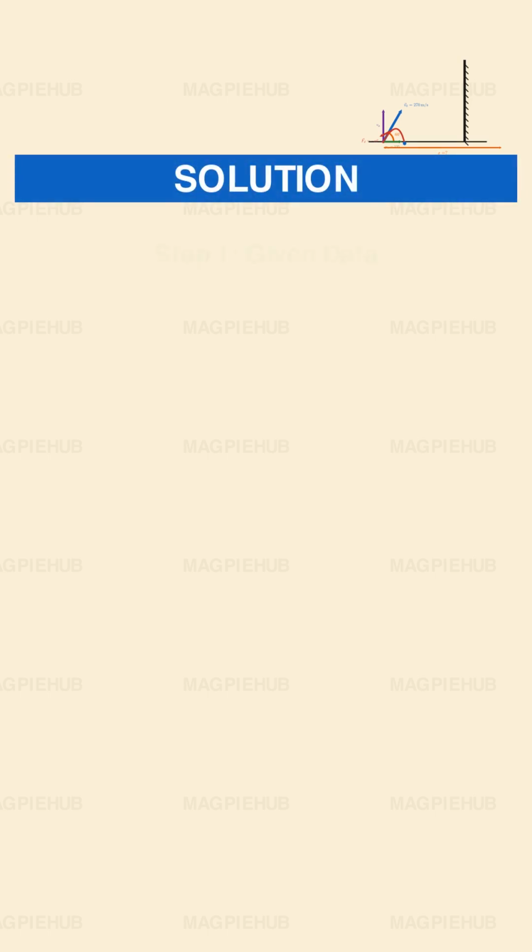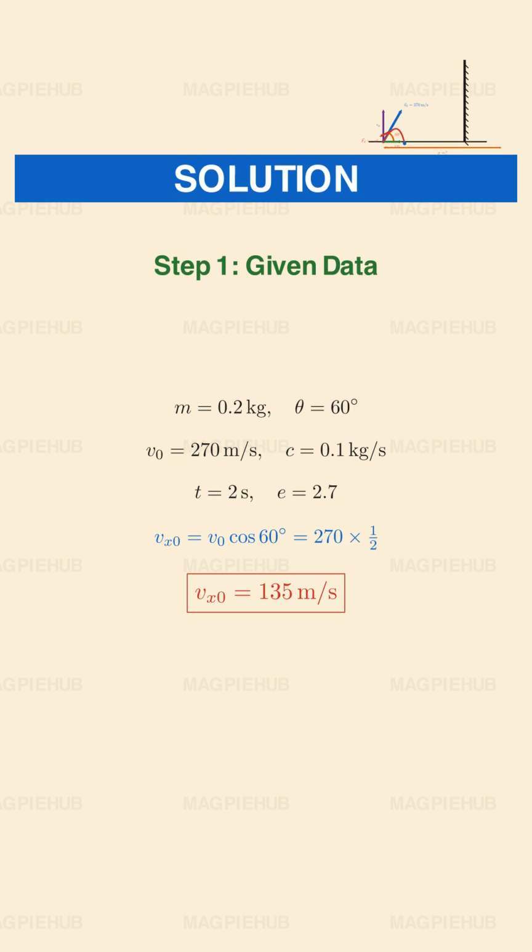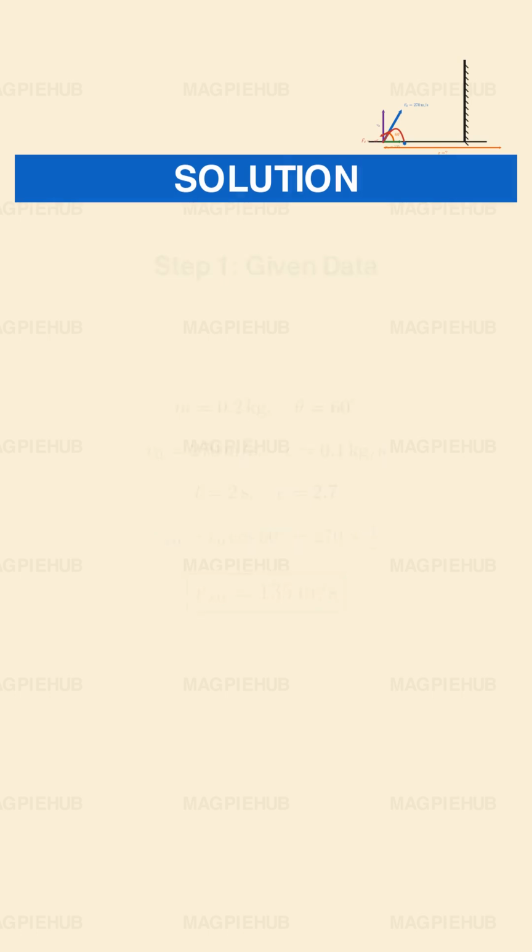First, let us list the given values. Mass m is 0.2 kilograms, launch angle theta is 60 degrees, initial velocity v0 is 270 meters per second, drag coefficient c is 0.1 kilograms per second, and time t is 2 seconds. The initial horizontal velocity is v0 times cosine 60, which equals 270 times 1/2, giving us 135 meters per second. In the horizontal direction, only the drag force acts.